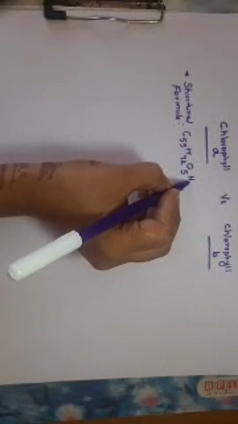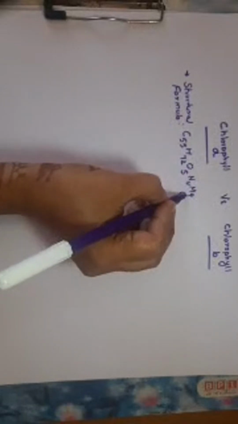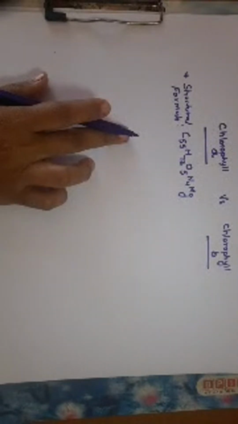In terms of structural formula. So if we talk about the structural formula of chlorophyll A and chlorophyll B, then the formula for chlorophyll A is C55 H72 O5 N4 Mg. So this is for chlorophyll A.